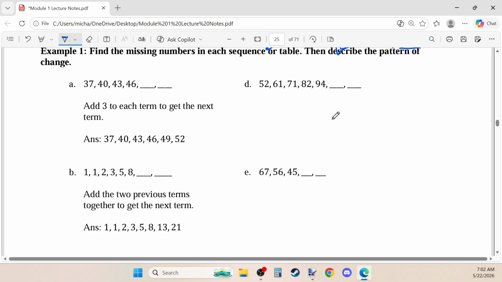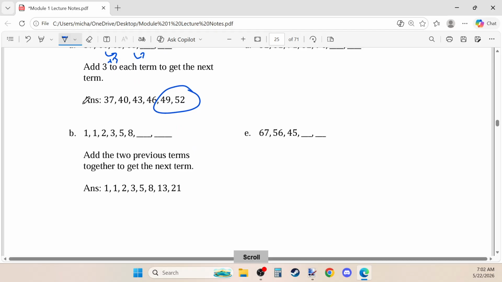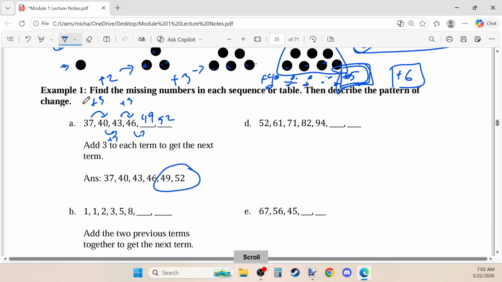With each of these, again, we're looking for a pattern. So with this one, we are adding 3, and we add 3, and we add 3. So we continue the pattern, and we add 3, and we add 3 again, which is what they gave us because this is a solved problem already. Let's look at another one.